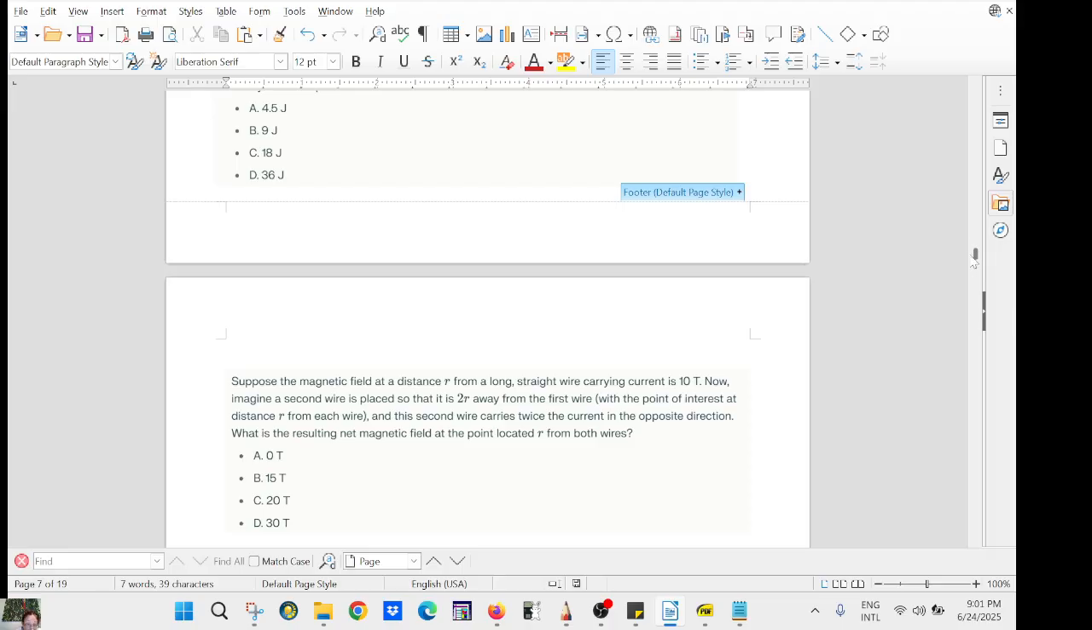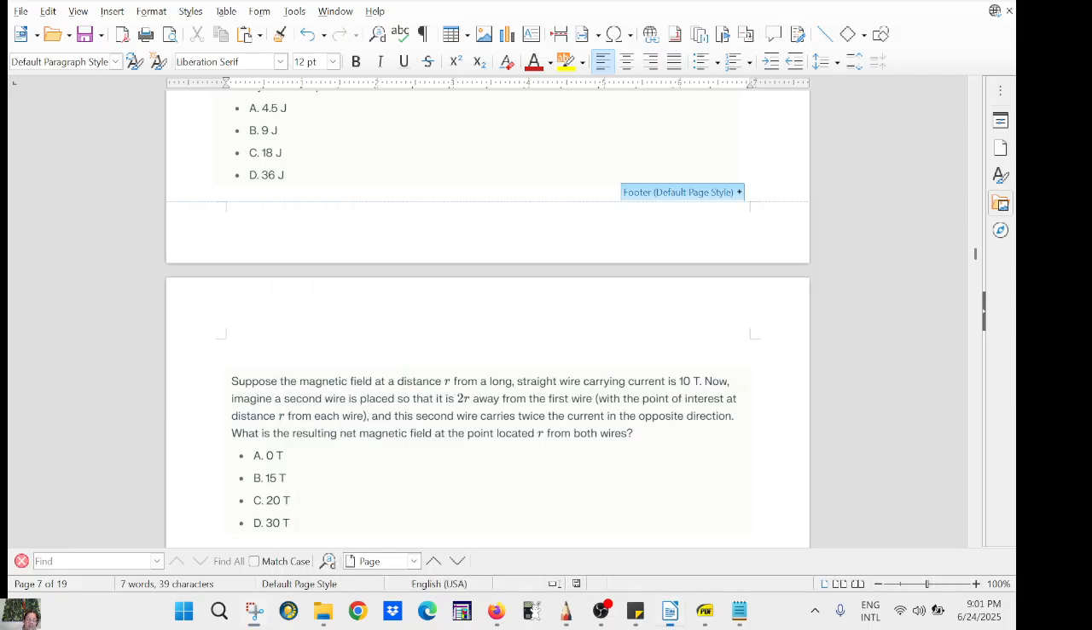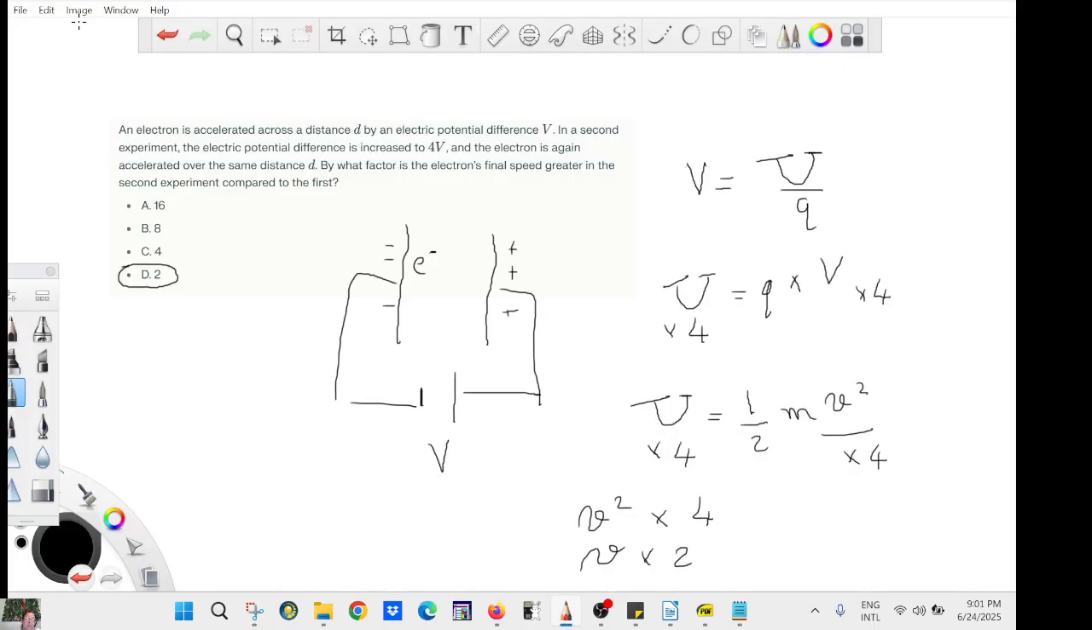Okay, so this one is with the magnetic field. So let's look at what's going on. And again, you should pause the video.